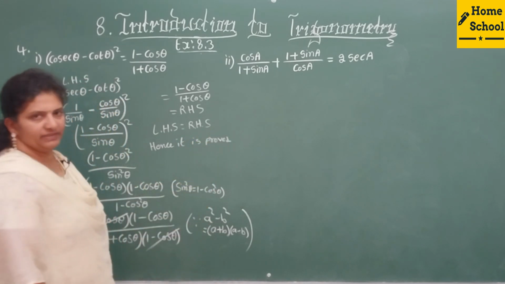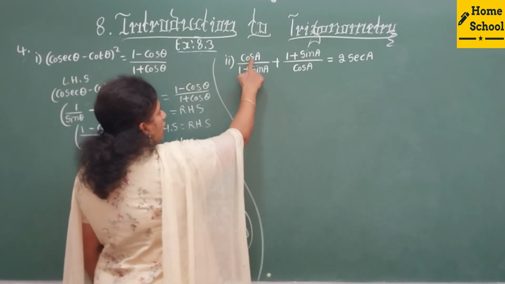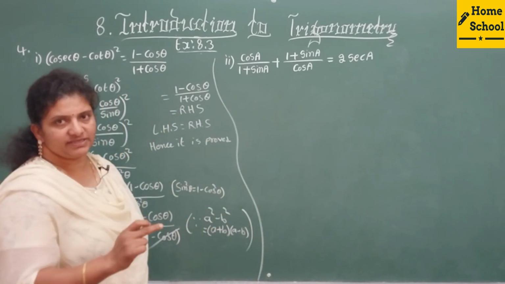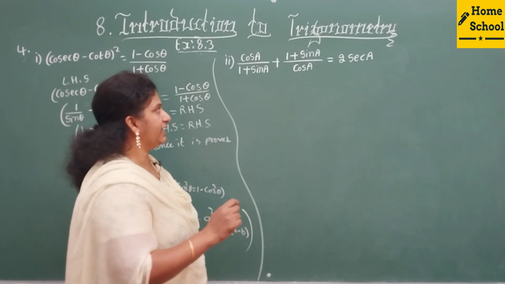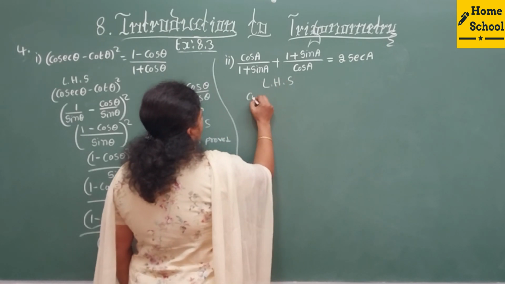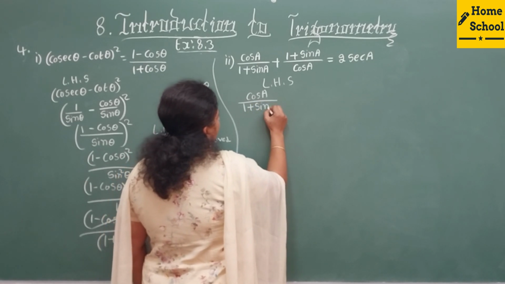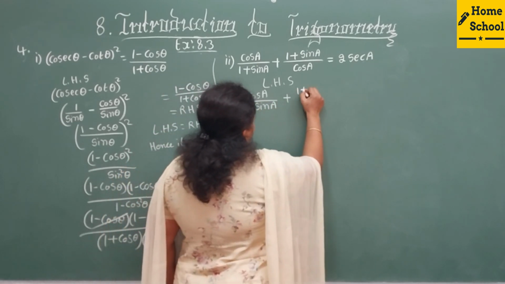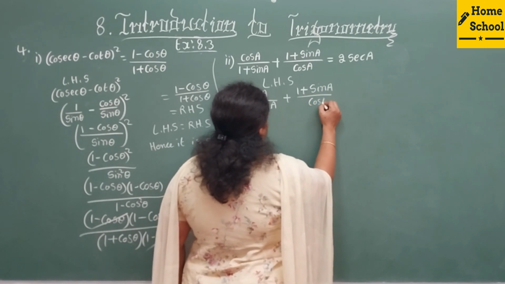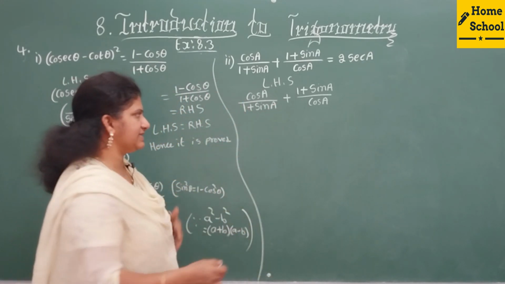Yes, very simple. Understand carefully. And your second problem: cos A by 1 plus sin A plus 1 plus sin A by cos A is equal to 2 secant A. Consider the LHS part, that is cos A by 1 plus sin A plus 1 plus sin A by cos A. I cannot simplify this further, so I need to do the LCM now.